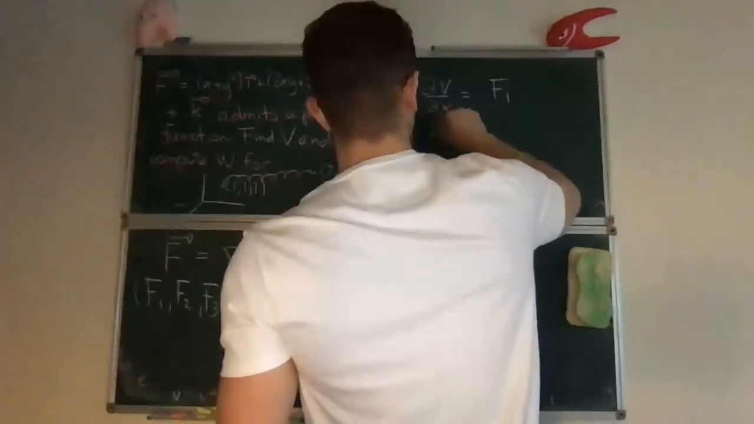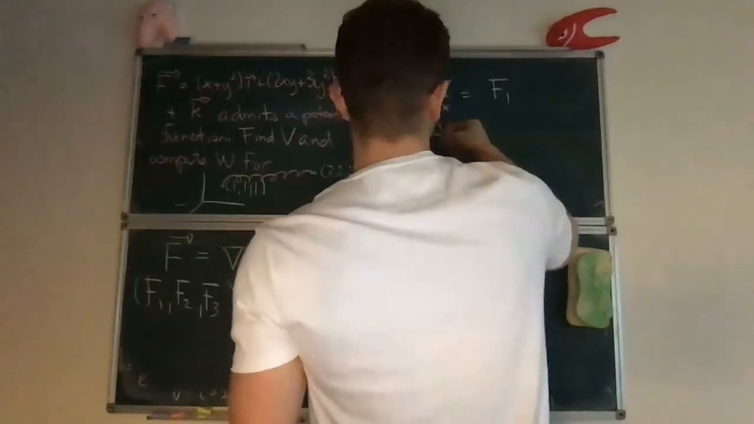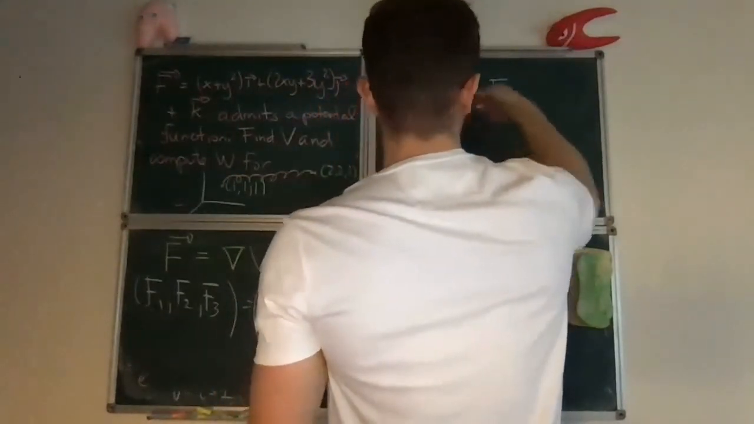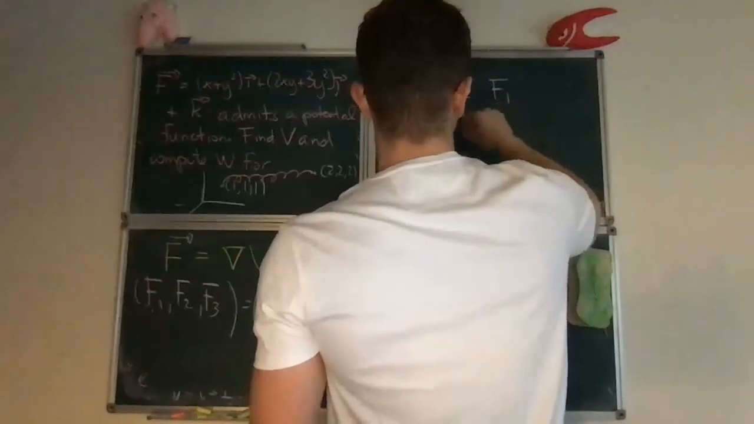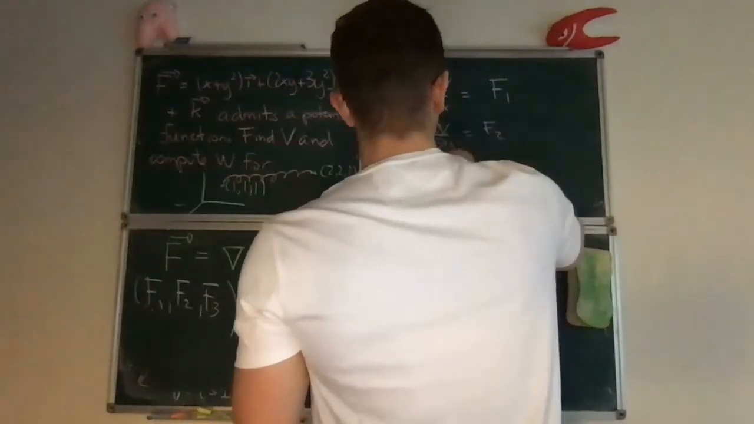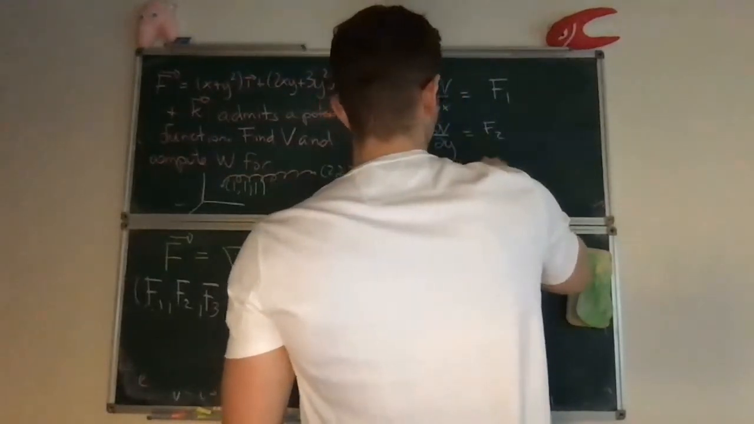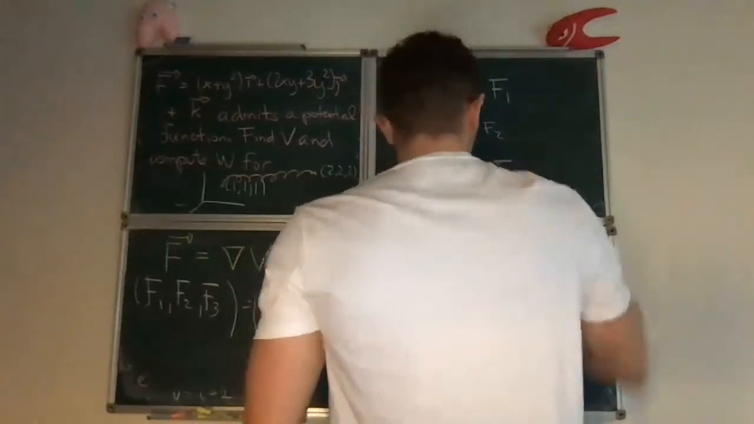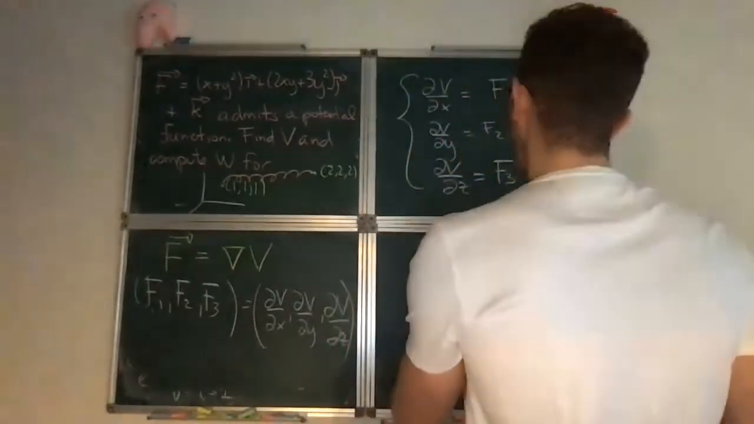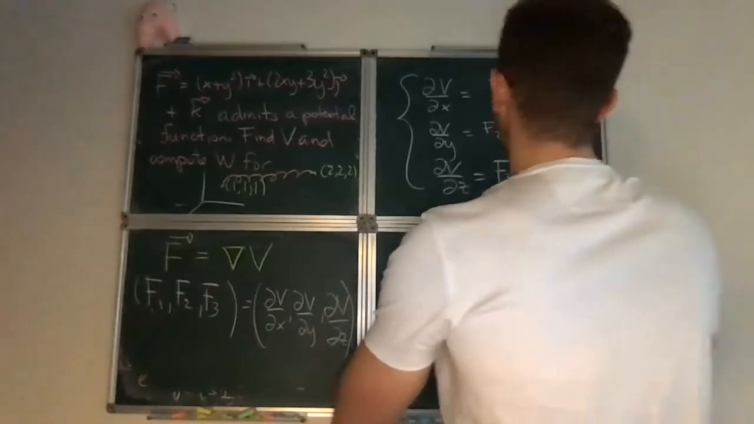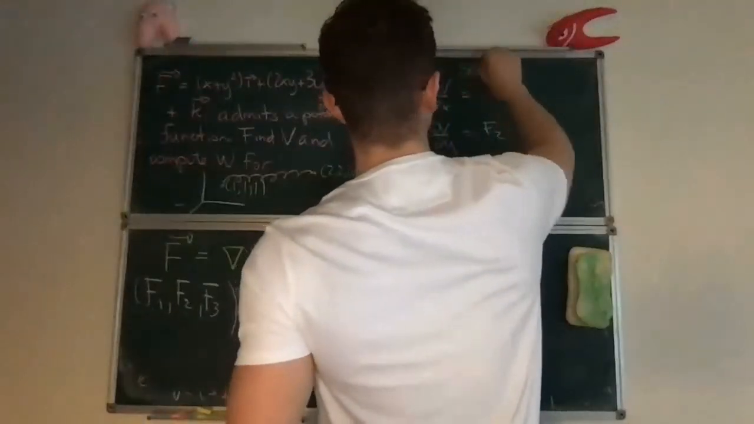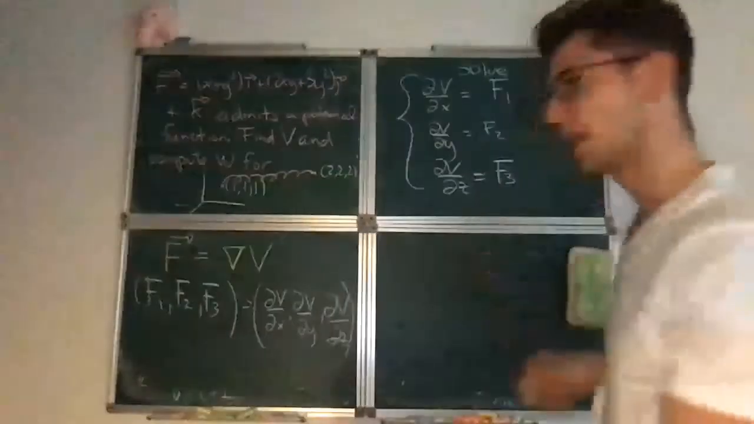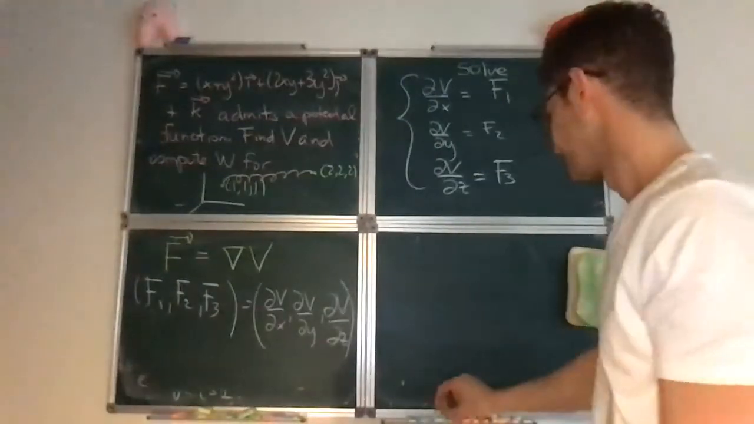which is that the derivative of V with respect to X should be F1. The derivative of V with respect to Y should be F2. And the derivative of V with respect to Z equals F3. In general, this is what you always need to do. You must solve this system every single time you want to find a potential function.